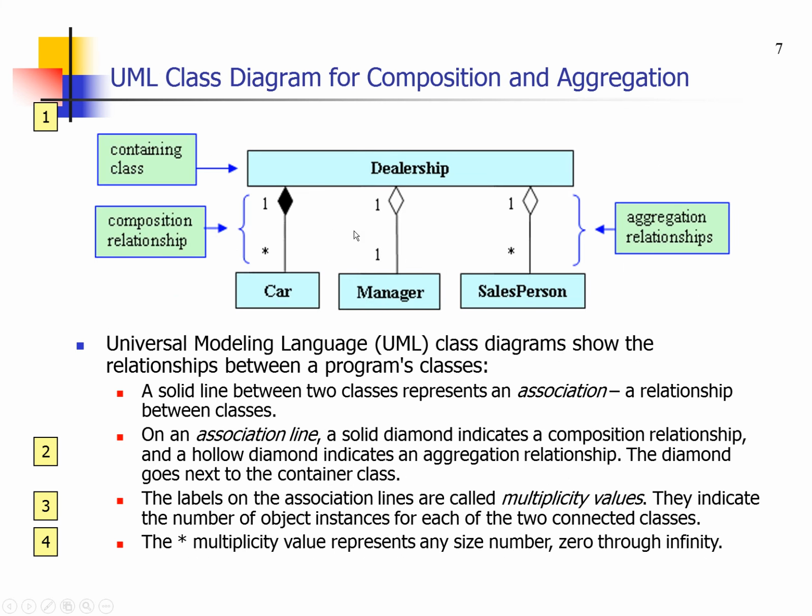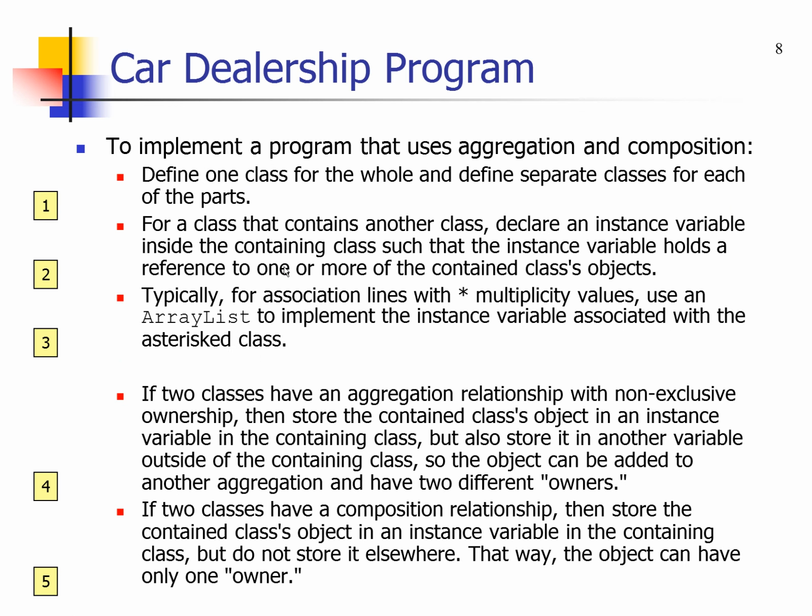Sometimes you'll actually see this asterisk written like an infinity sign. But again, that's more in databases, but it's the same kind of deal. If two classes have an aggregation relationship with non-exclusive ownership, then store the container's objects in an instance variable in the container class. We talked about instance variables already. That's a long time ago in other classes. So if it's something that pertains to it, store it in the instance class. But also store another variable outside the container class so the object can be added to another aggregation. And we're going to see here in a minute how that works.